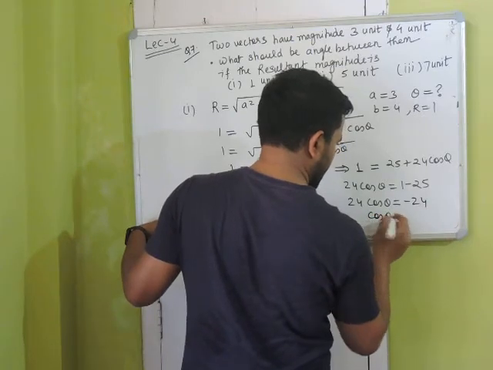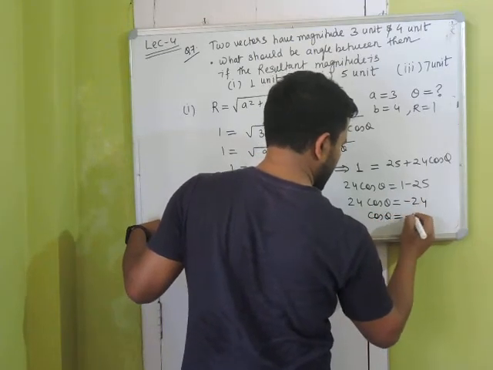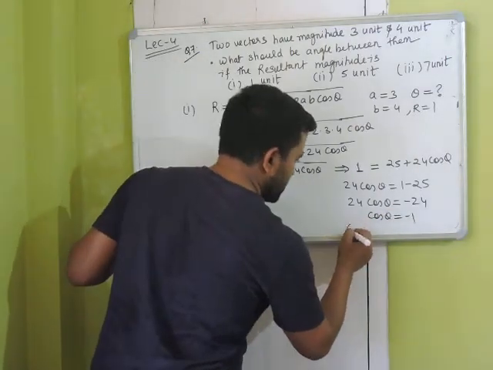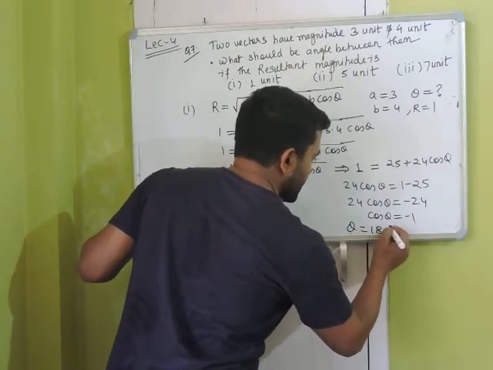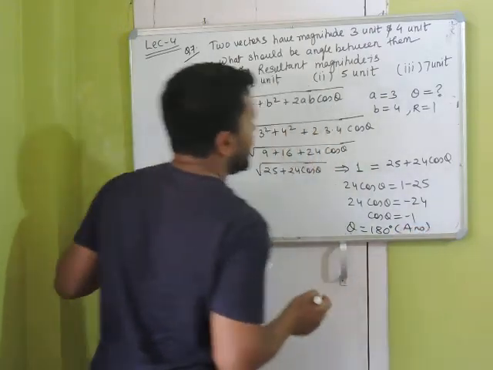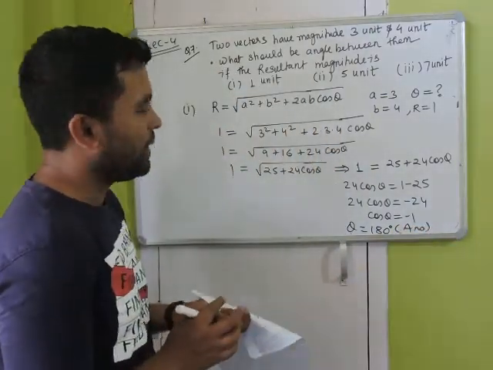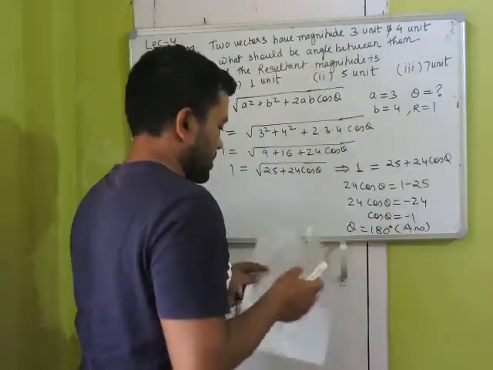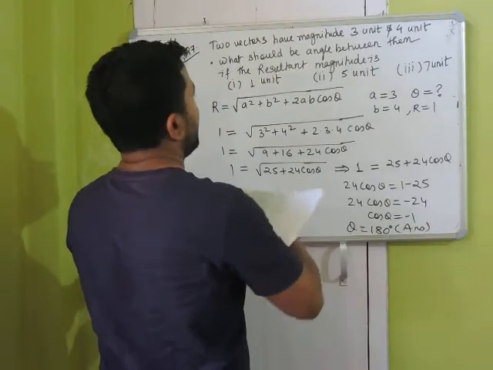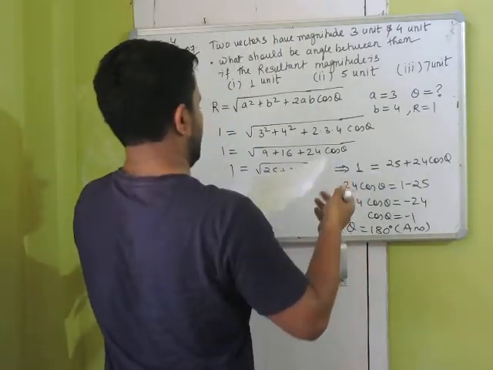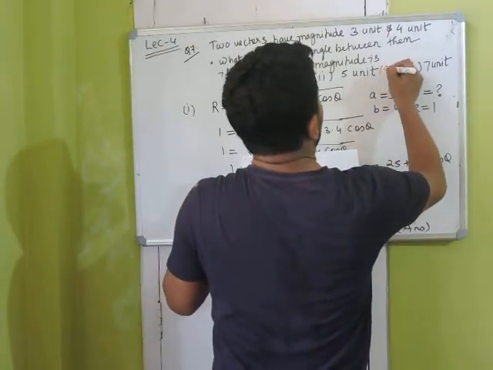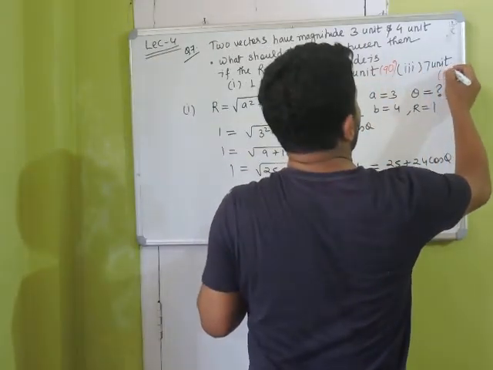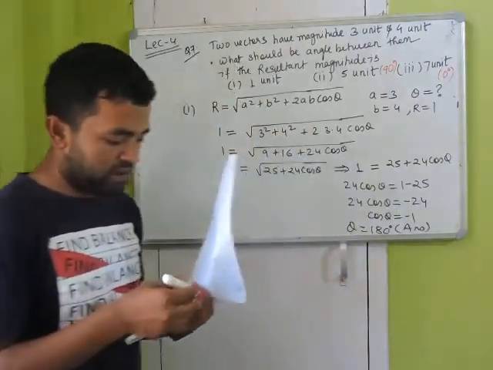So cos theta is minus 24 by 24, which is minus 1. And if you recall, cos 180 degrees is minus 1. So theta is 180 degrees. This is the answer of the first. Now I will just write down the answer for the second and third. You guys can do it on your own. The answer of this is 90 degrees if r is 5, and for this it is 0 degrees. Okay, you try by yourself.